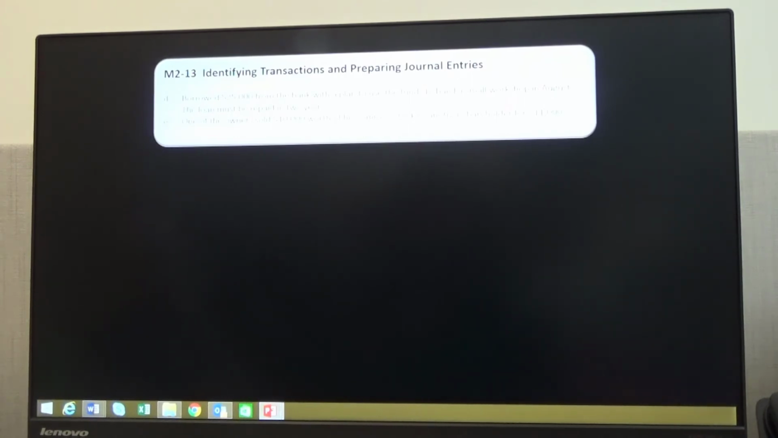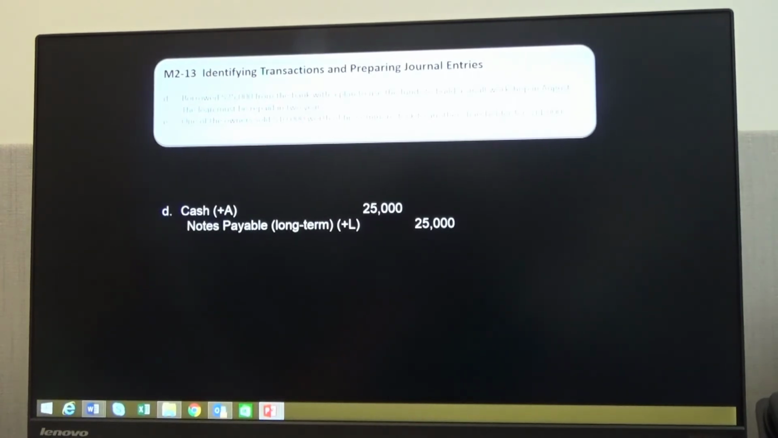The first one, if we borrowed from the bank, that means we received the cash. Cash is an asset. Assets are left side accounts, so we need a left side entry to increase that asset called cash. And we need a right side to balance out that transaction to represent the rest of it. In this case, we need to record a notes payable. In this case, it is a long-term notes payable. And because liabilities are right side accounts, we have a right side entry to increase that liability.